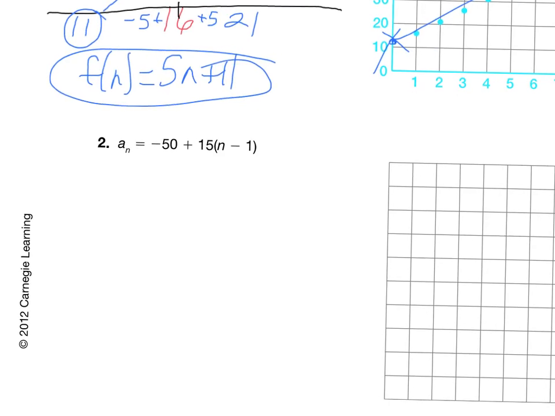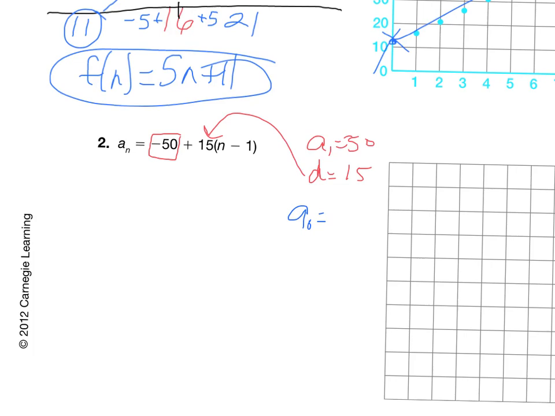I'm going to circle the first term. So that's a sub 1 is negative 50. And our difference is 15. So that's the D. The difference is 15, so increasing by 15. So in order to get a sub 0, the term before the first one, you want to do the opposite of D, so it would be minus D.